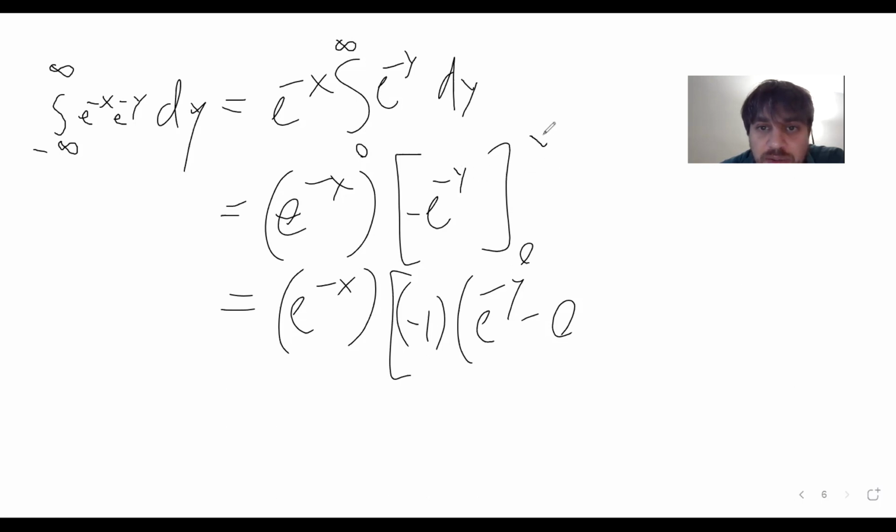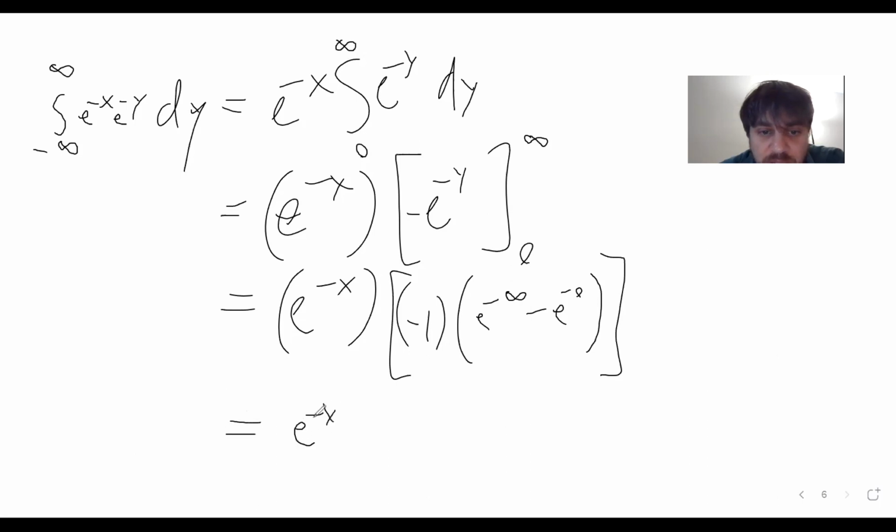Okay, so you have that, and this is from 0 to infinity, and so you have a y here. So, okay, so you have negative 1 times e to negative y evaluated, which is e to negative infinity minus e to negative 0. Okay, I'll accept that shortcut in that step.